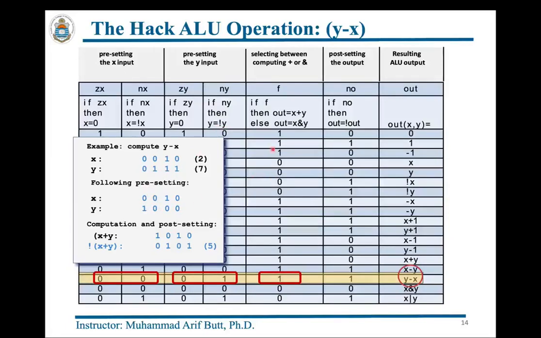And now we are going to perform the function f. Since f is 1, we need to do x plus y. So if I do x plus y, I get 1, 0, 1, 0. Okay, fine. And then since no is again 1, we bitwise NOT the value of this out. So we get 0, 1, 0, 1, the bitwise NOT of this. And this is of course 5. And of course y minus x, 7 minus 2, is 5.